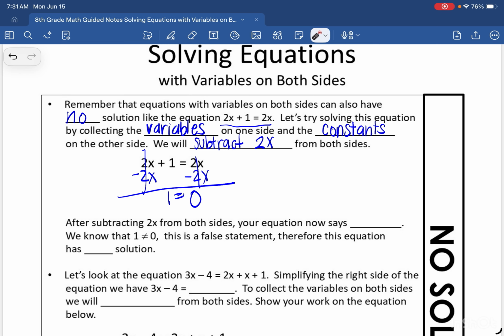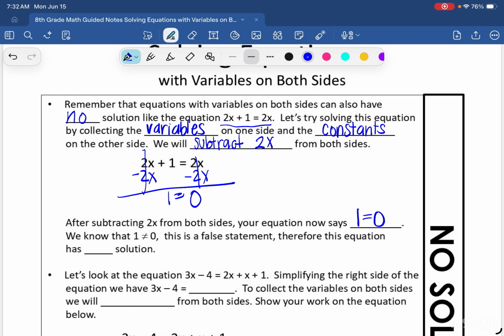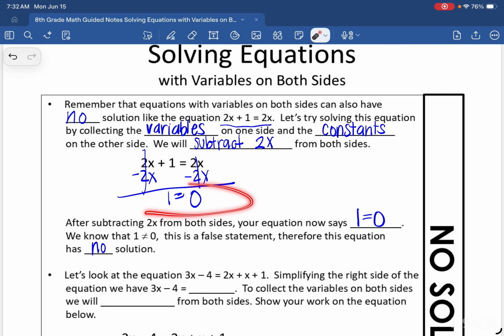After subtracting 2x from both sides, your equation now says 1 equals 0. We know that 1 does not equal 0. This is a false statement. Therefore, this equation has no solution. So if you work to solve it and you get a false statement, then the equation will have no solution.